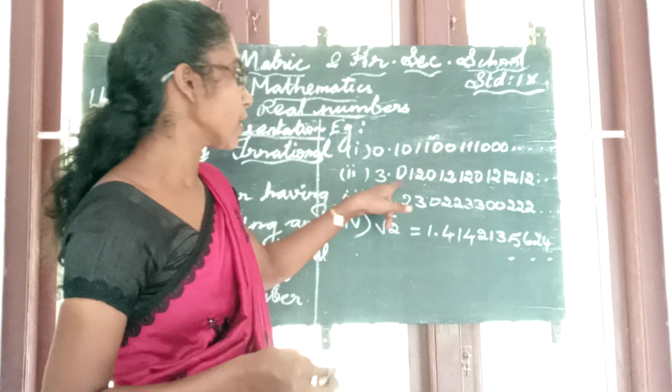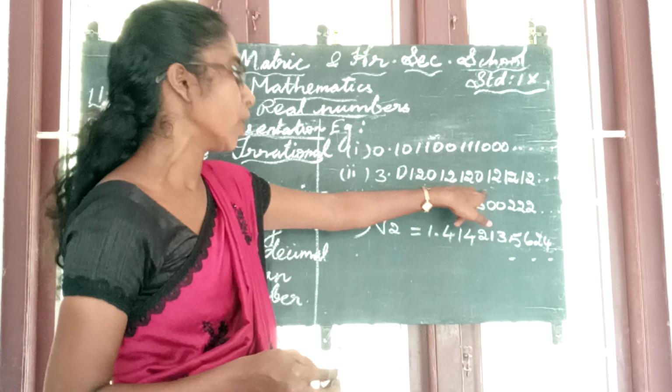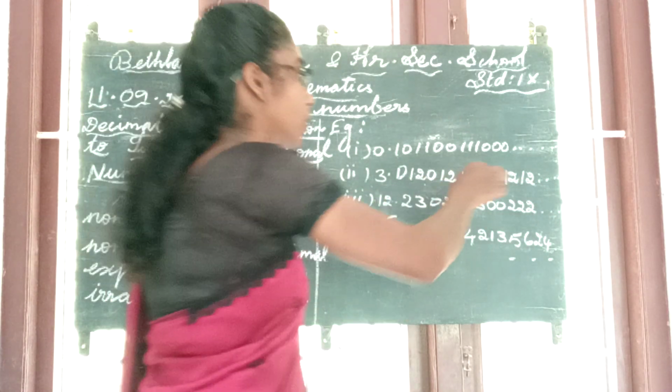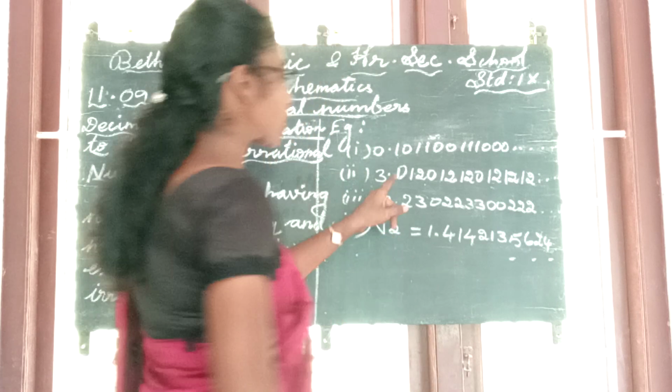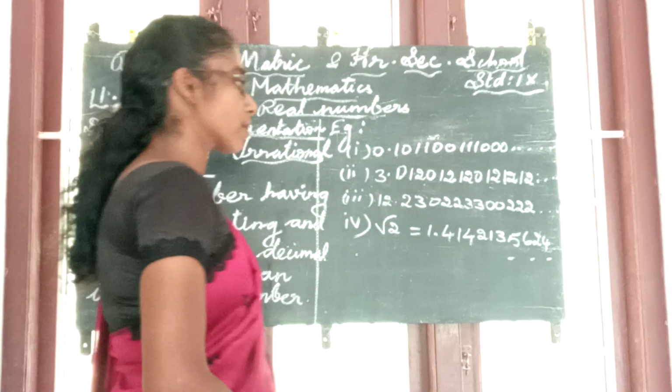Next, 3.0120 12120 1212 etc. This is also an irrational number.